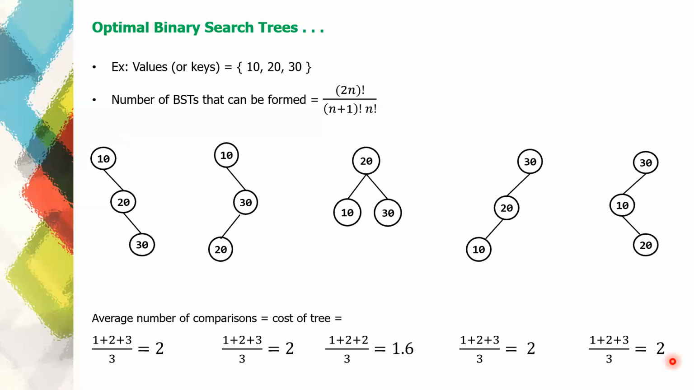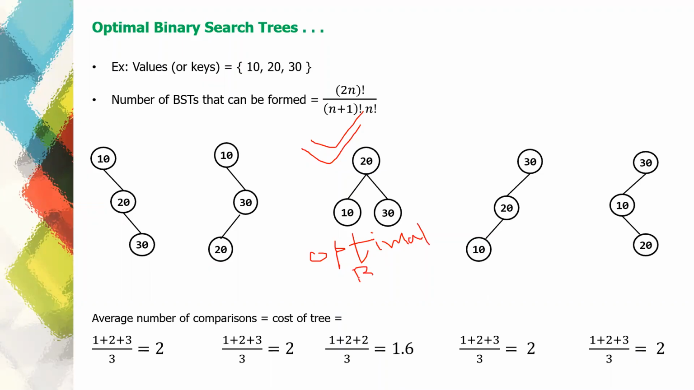And now among all these BSTs that I can generate for the same given problem, which one can I call an optimal binary tree? An optimal binary search tree is the one which has least cost, which has minimum cost. So given a binary search tree, it is said to be optimal if it has minimum cost. Now, among all these 5 BSTs, which BST has minimum cost? This one. So this is my optimal BST.